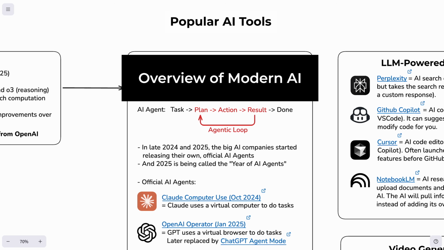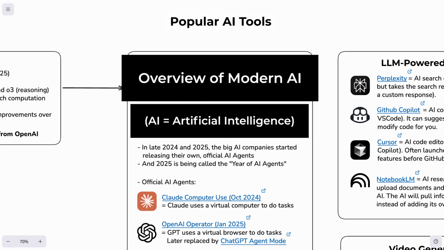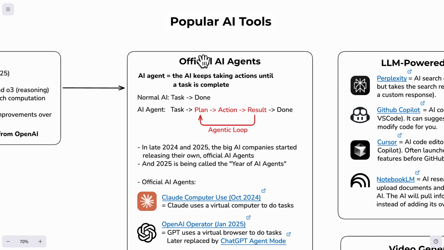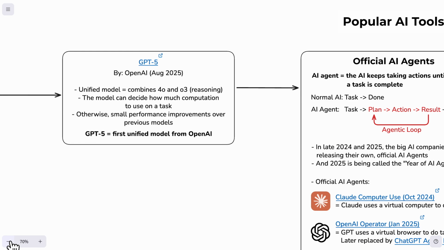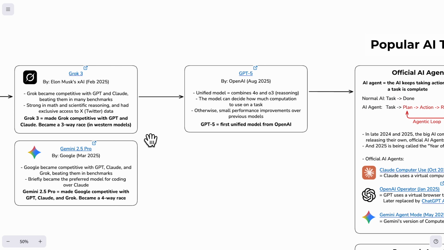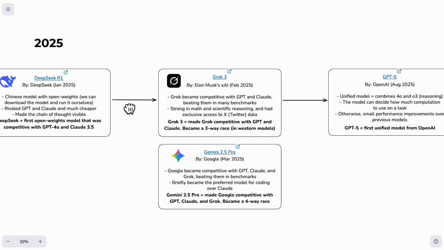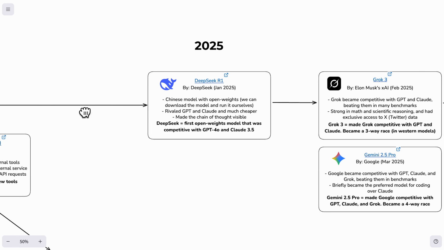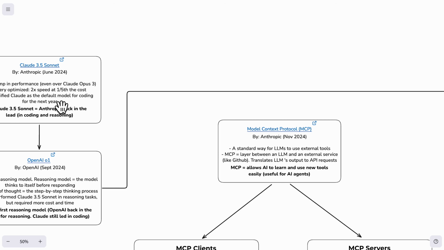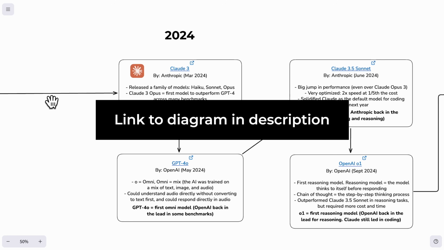In this video, I'm going to give you an overview of modern AI. We're going to go over the most important developments in AI so far to help you get caught up. So I created this interactive diagram here that you can move around and zoom. And it will help you visualize the most important developments in AI over the past few years and how they connect to each other. You can find a link to this diagram in the description.